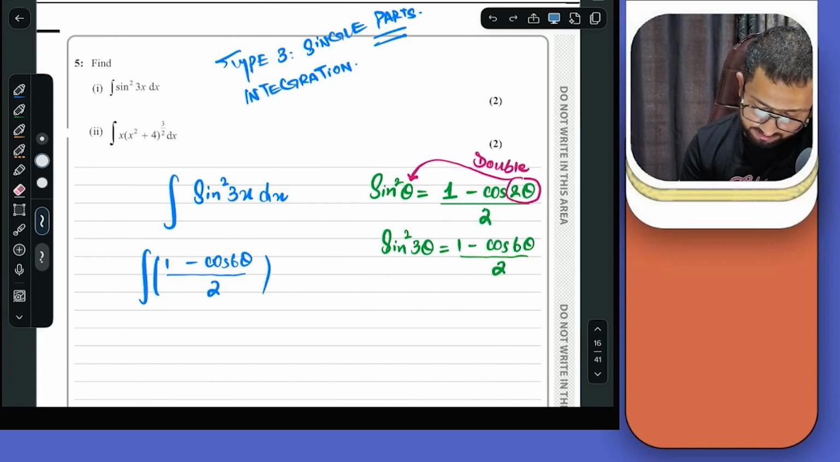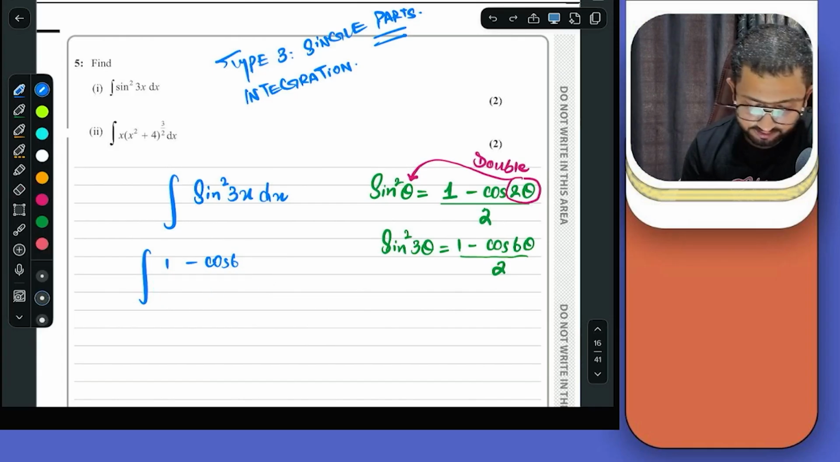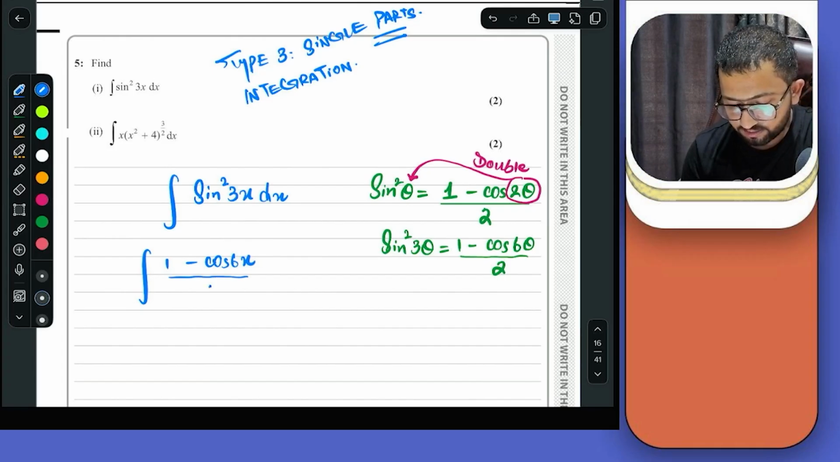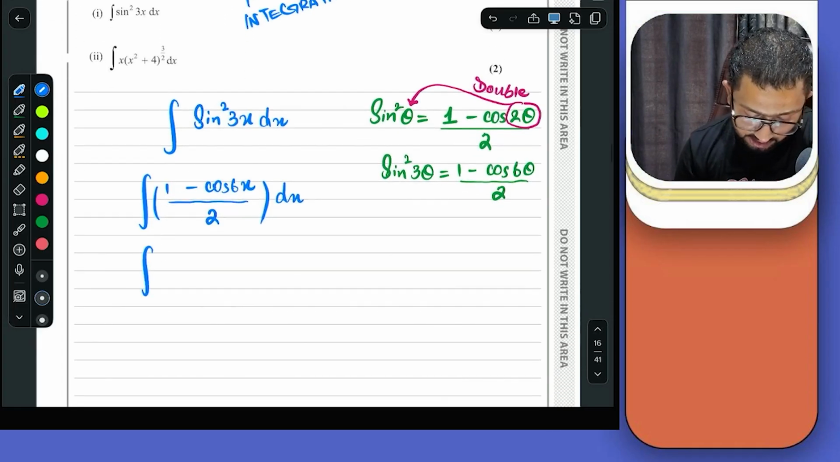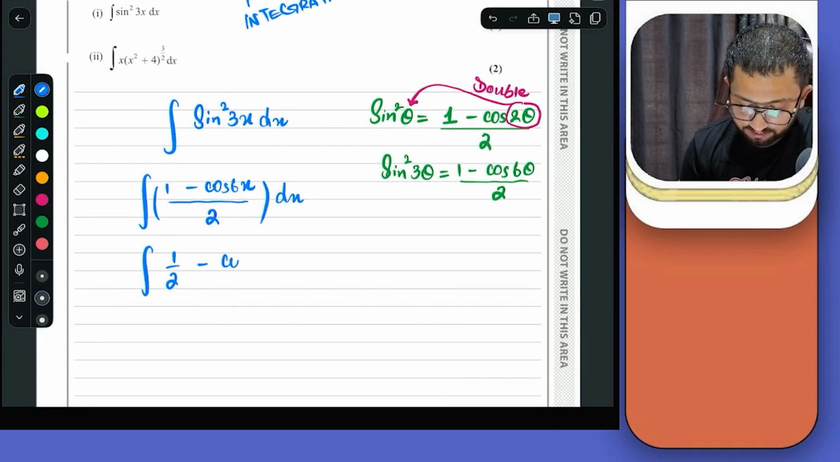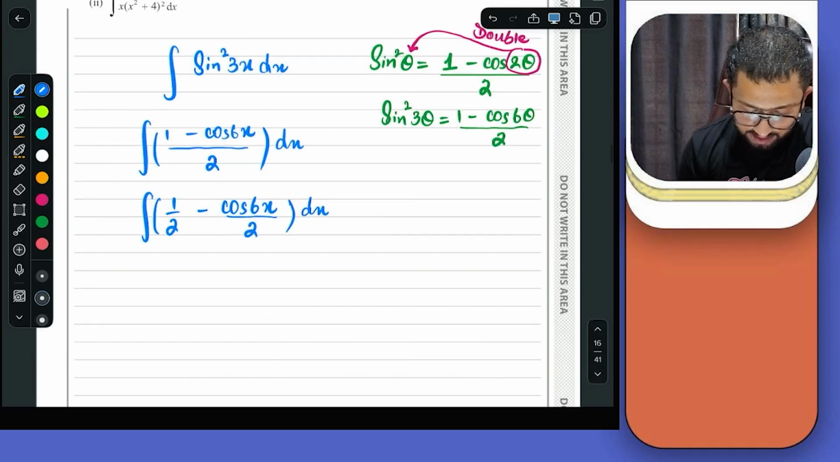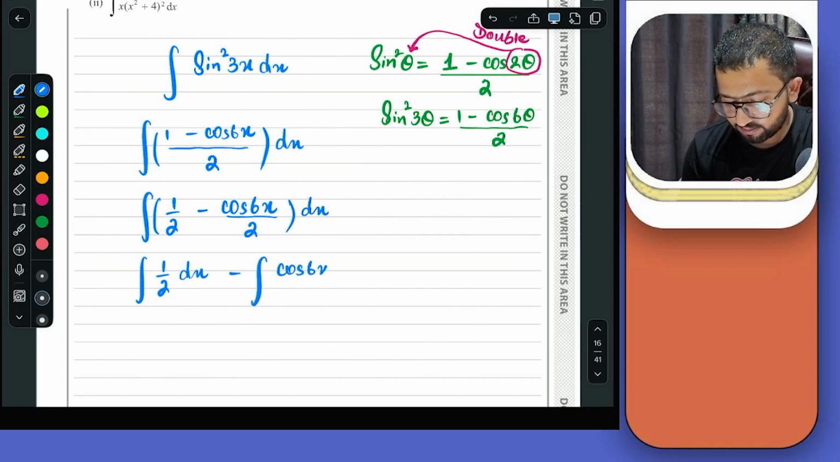It's not theta, it's x actually. I need to put x, because the question is in terms of x. So what can I do? Everyone knows I have to separate the fraction. So let's separate the fraction: 1 over 2 minus cos 6x over 2. Then apply integration separately, because there is an addition or minus sign, you will see.